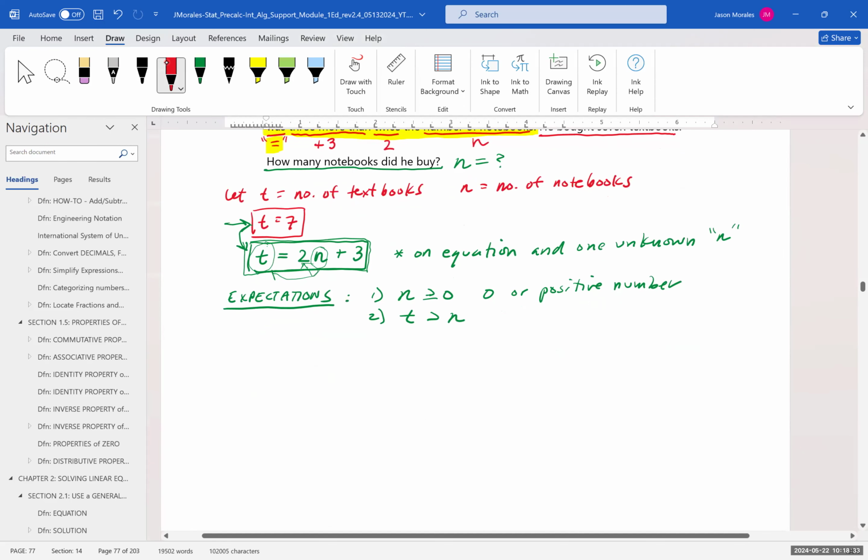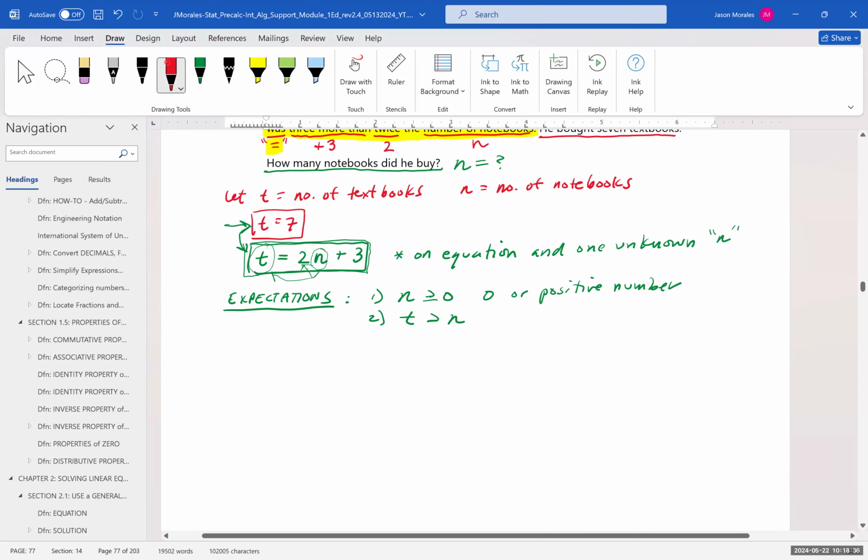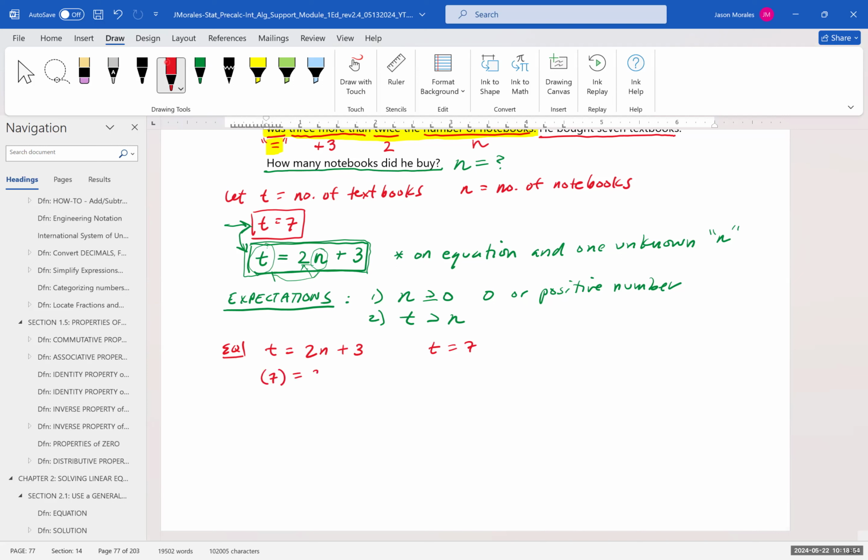Okay, so let's go ahead and look at our equation. T equals 2N plus 3, and T is equal to 7. So if we let T equal 7, then we can just substitute 7 for T. And let's subtract 3 from both sides. Divide both sides by 2. And N is equal to 2.